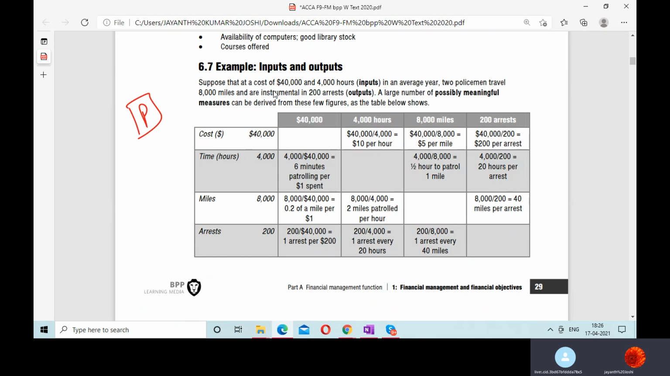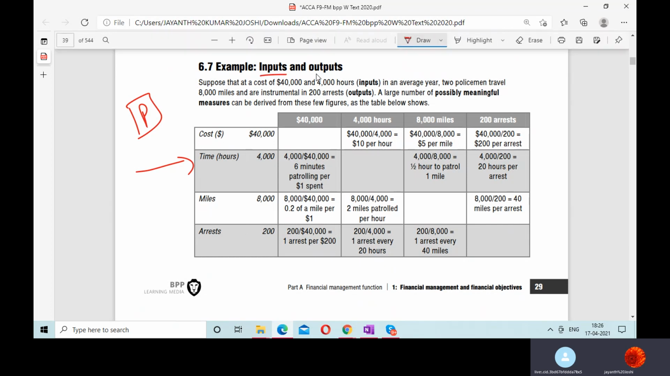Now we will try to see how the police are performing, with some inputs and some outputs. You give input, you get output. We are taking three factors: time, miles, arrests, and the cost factor. We'll see horizontally and vertically. First, let us see the cost factor. This is the cost we are incurring.